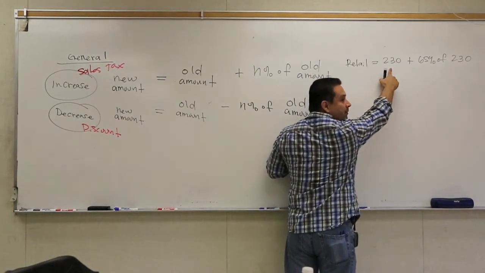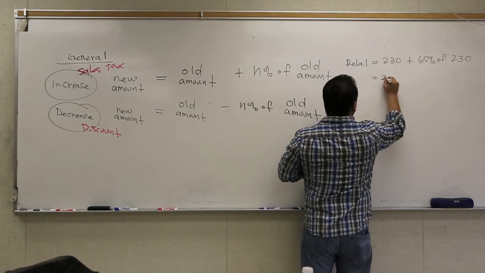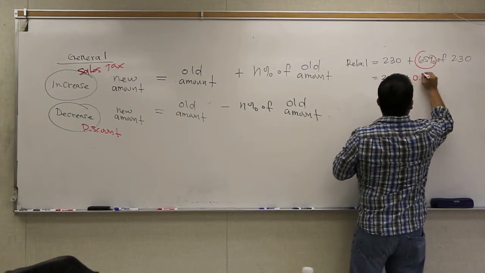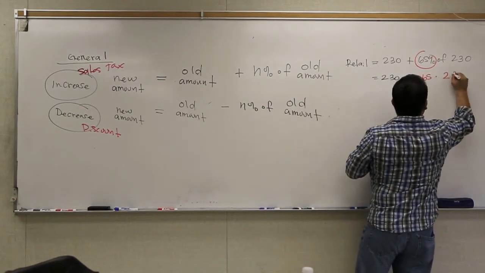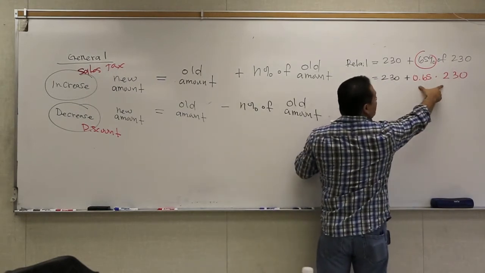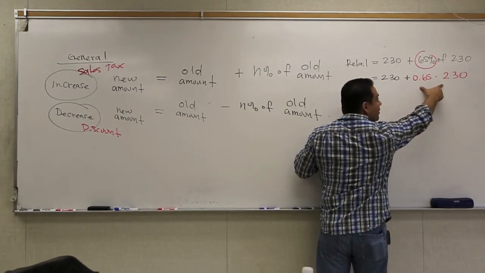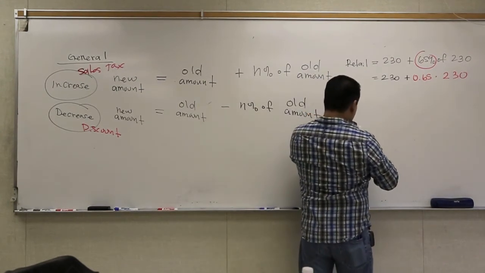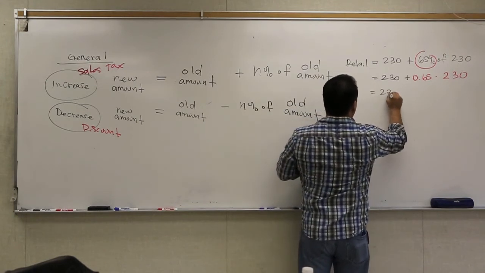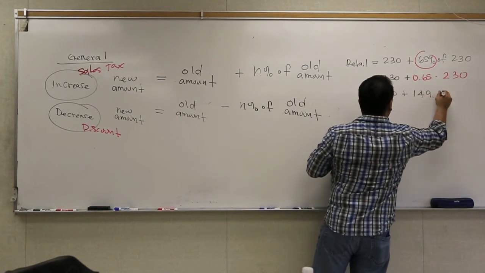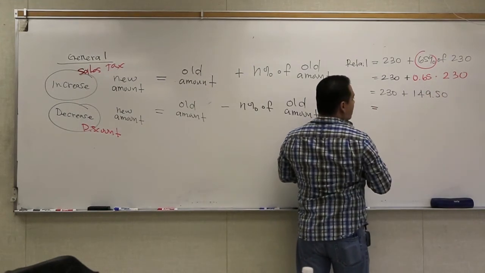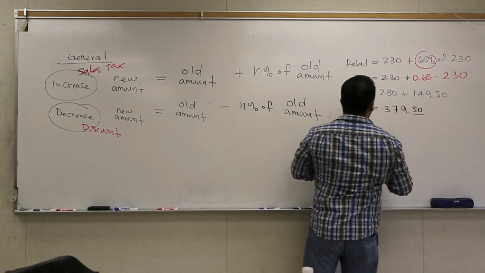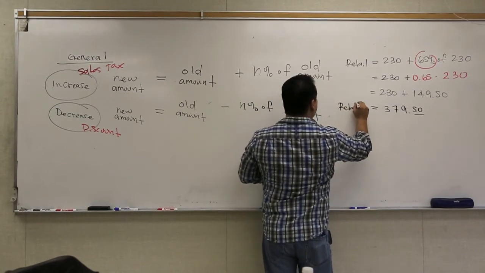The store bought it for $230. So then this becomes $230 plus 65%, which is really what again? 0.65 times that $230. This is called the markup, by the way. This is the markup, how much they increased it by. And what's 65% of 230? 149.50. So 230 plus 149.50. What does that give you as a total? Is that 379.50?